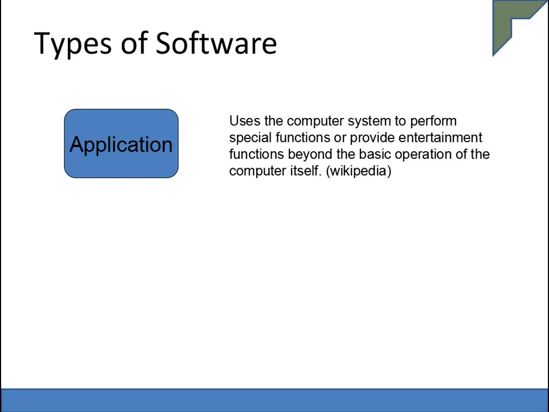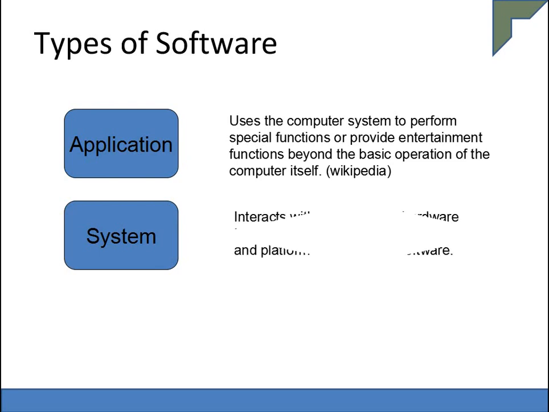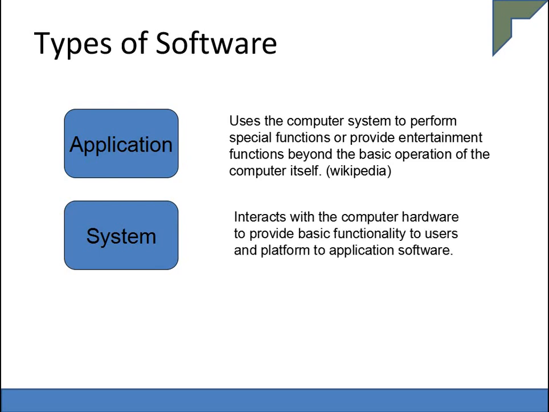Then next, what do you understand by system software? This interacts with the hardware of a computer, and it provides the base on which the applications run, right? You cannot imagine booking a ticket from a computer if you do not have an operating system in it. So that operating system is nothing but system software.